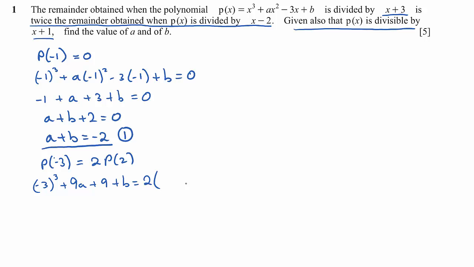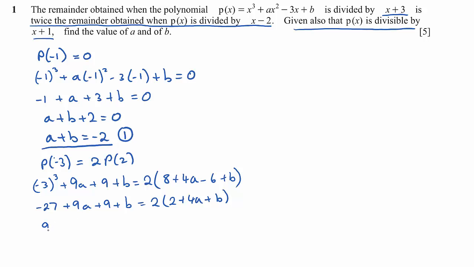We use 2, so we get 2 cubed, which is 8. And then 2 squared is 4, so that's going to be 4a. And then negative 3 times 2, so let's take away 6. And then we've got a plus b on the end of that. So we've got negative 27, add 9a, add 9, add b is equal to twice 2 plus 4a plus b.